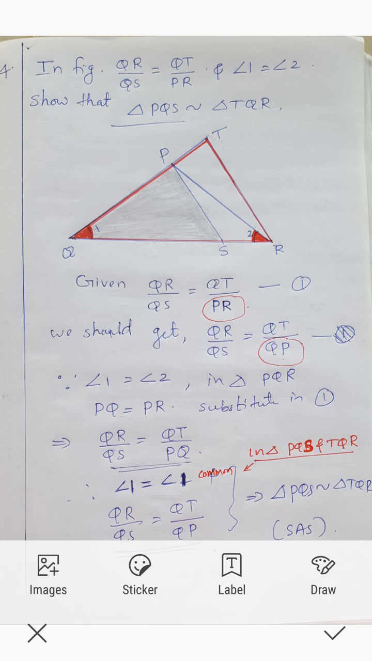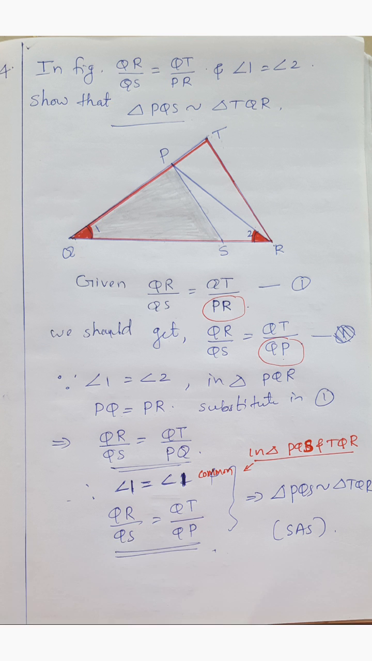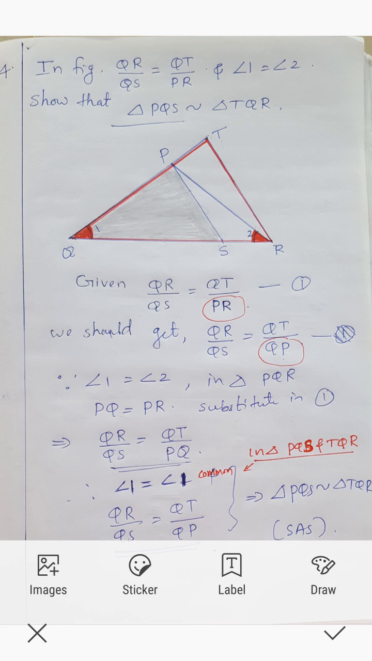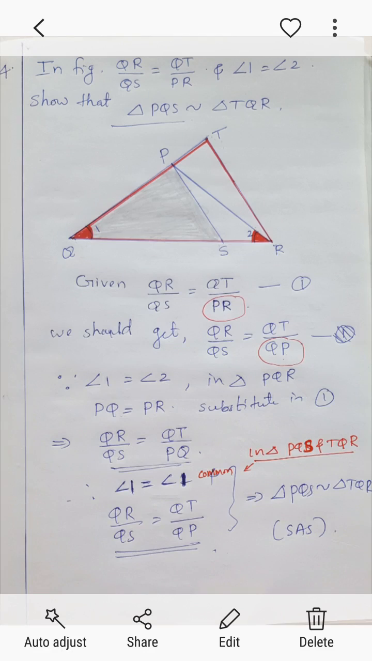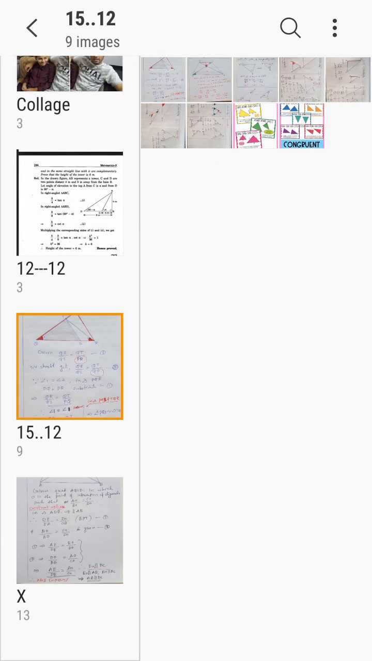Okay. So triangles are similar by SAS similarity. The same thing: angle 1 equal to angle 2, QR by QS equal to QT by QP. So triangles are similar. Okay, that's all. Study the similarity criteria and study these two problems very well. The remaining problems we will explain in the next video.